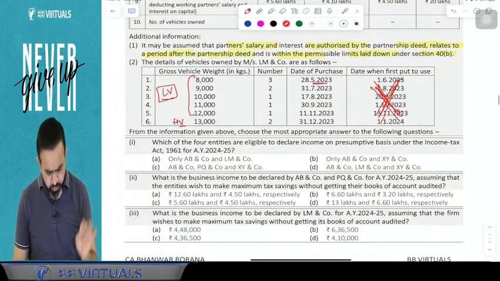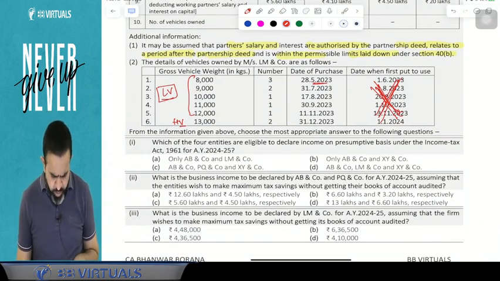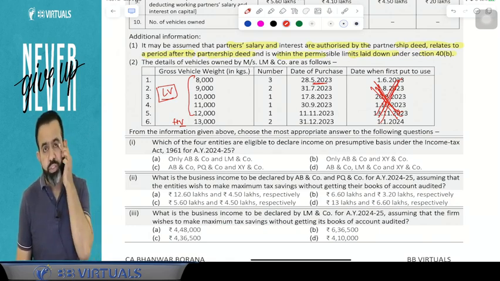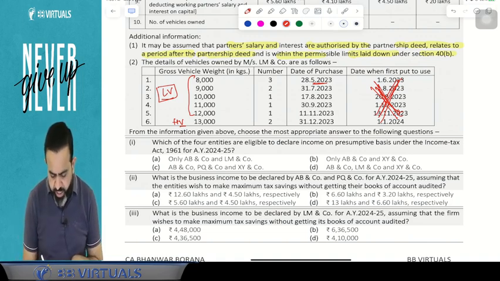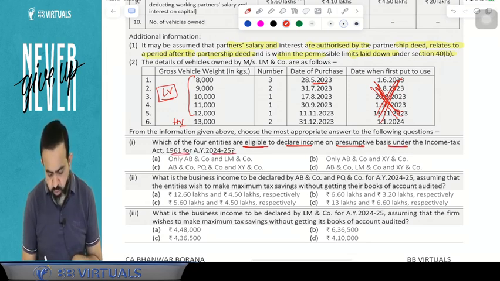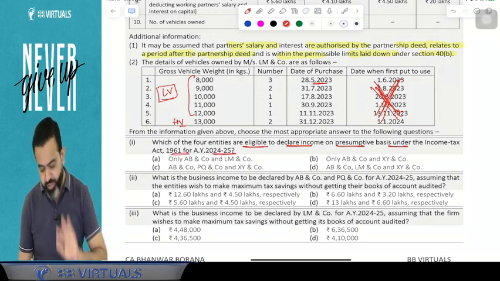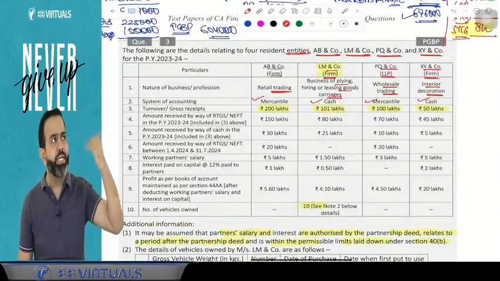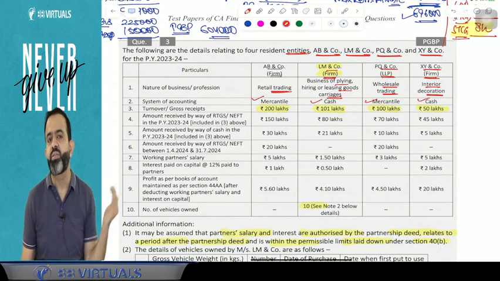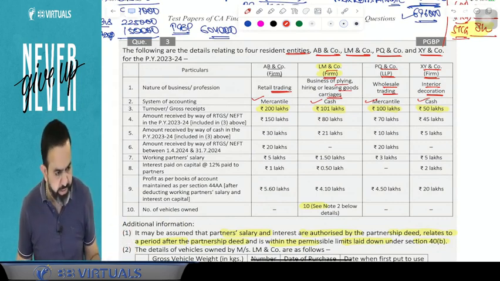Now next part, what they are asking you. From the information given above, choose the most appropriate answer to the following question. First is, which of the four entities are eligible to declare income on the presumptive basis under the Income Tax Act 1961 for the assessment year 24-25? So they are asking which entity, among the four, can declare their income as per presumptive taxation.